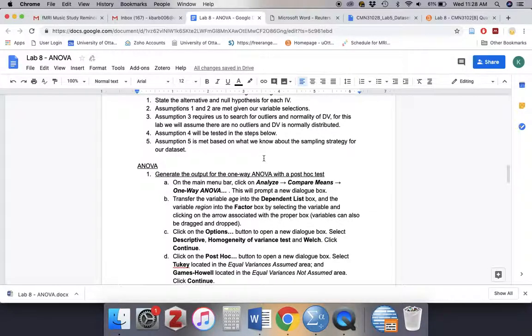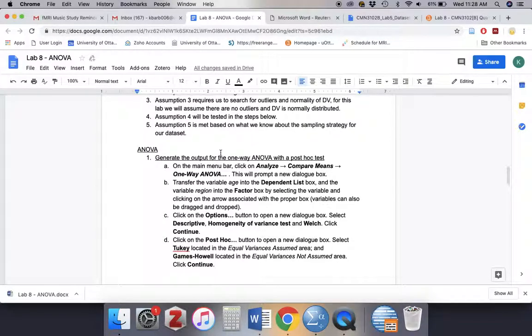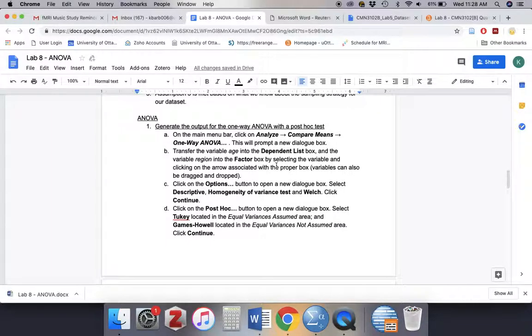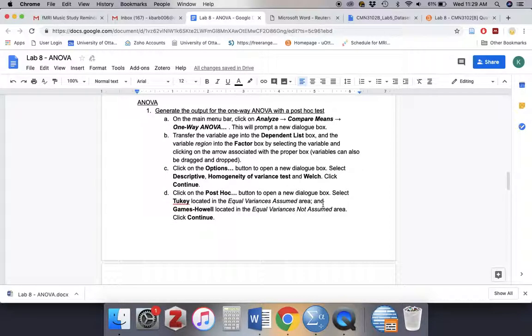Assumption 4 will be the test of homogeneity of variance. And so we're going to test that assumption as we run the ANOVA itself. And then assumption 5 is already met based on our sampling strategy for the data set. So we just randomly sampled the population. There's no method of only sampling a subset of the population. Okay, so we're good to go ahead here and start running the ANOVA.